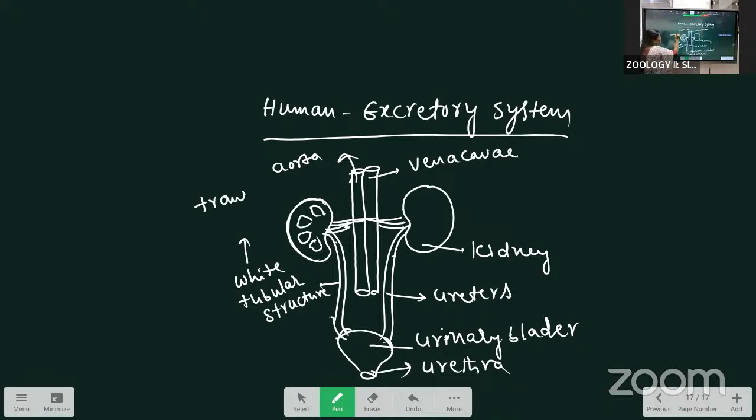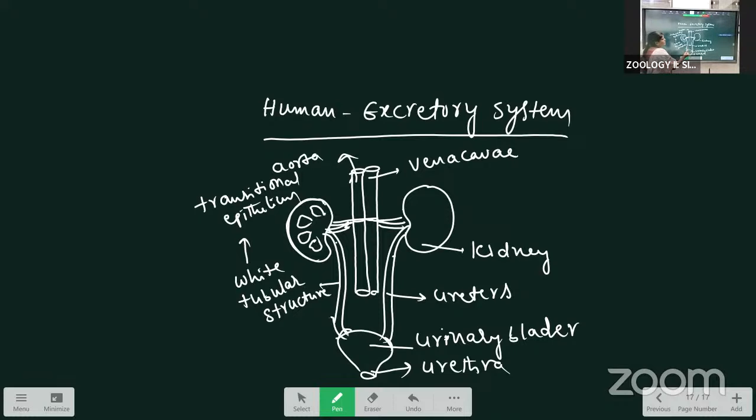They carry the renal fluid, or urine, to the urinary bladder.